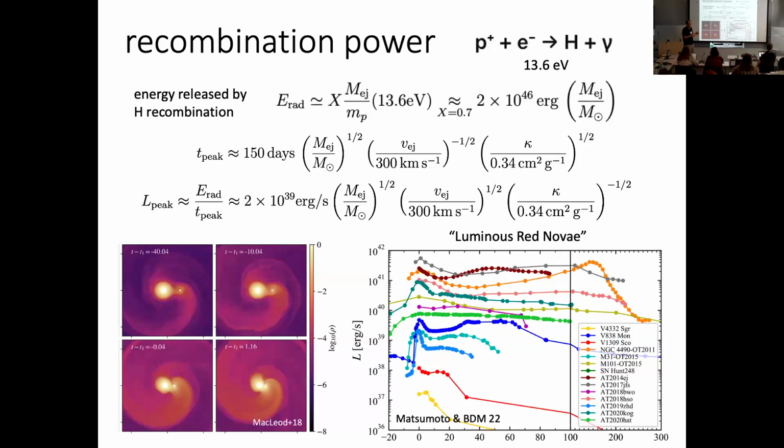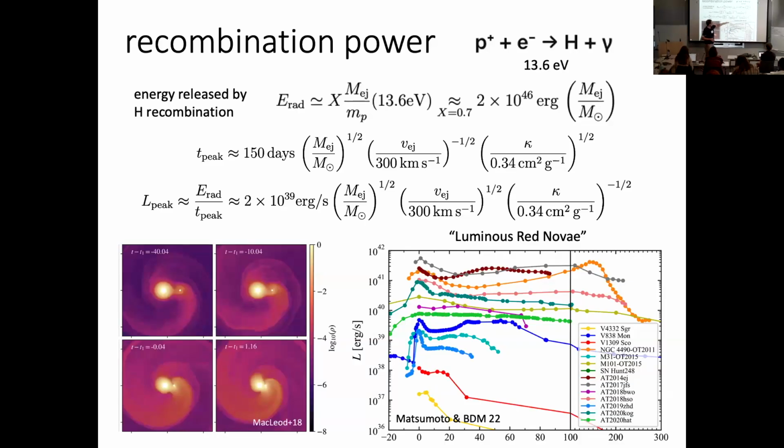And so I can do an order of magnitude, back of the envelope estimate and say, okay, I have the energy, and I know the time scale. So I can estimate my peak luminosity, and I get some expression like this. And so I get a typical luminosity of order 10 to the 39 ergs per second. And it doesn't do so terribly badly at explaining these luminous red novae, which typically last, in the optical at least, several hundred days.